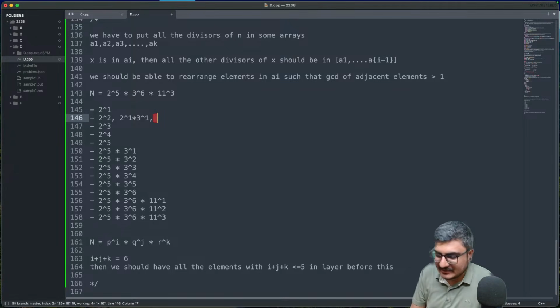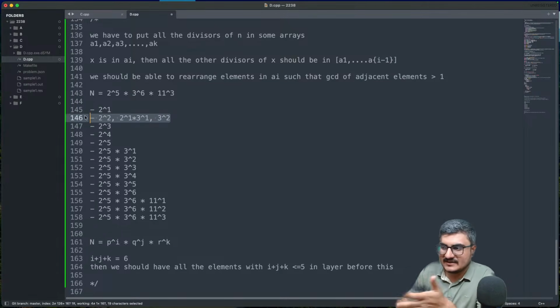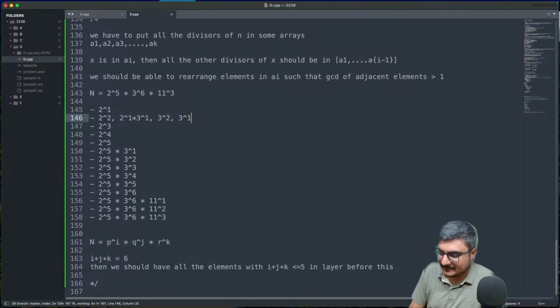And you can again put here 3 to the power 2. You can actually make all of these in a chain like this, and all the adjacent numbers have GCD more than 1. Here also you can try to put other numbers as well. And after this, you can also make 3 to the power 1 into 11 to the power 1. And then you can make 11 to the power 2. That's how you can try to move all the numbers around.